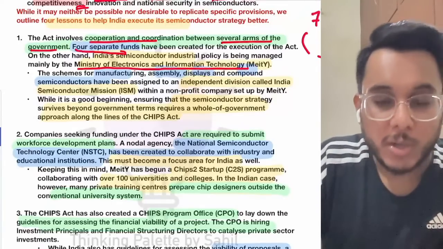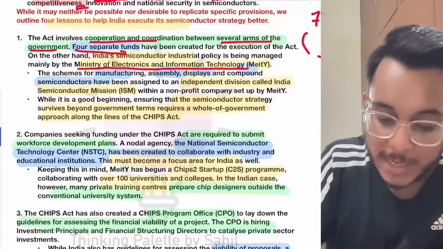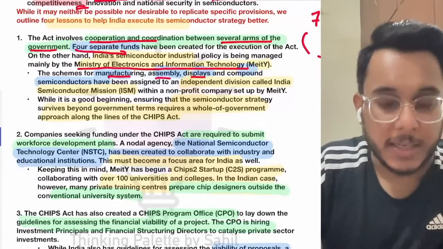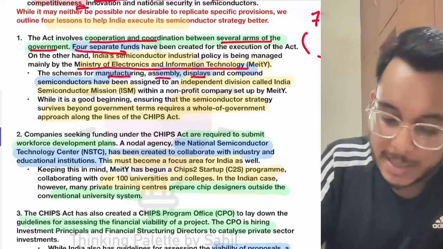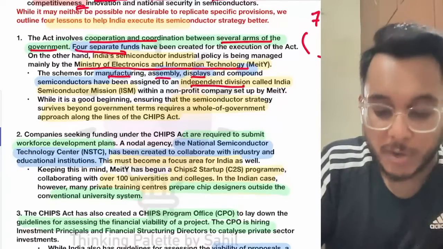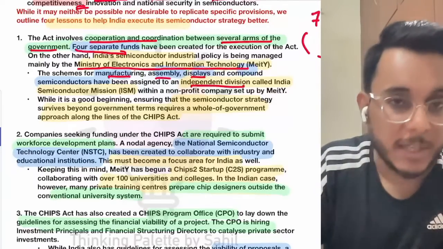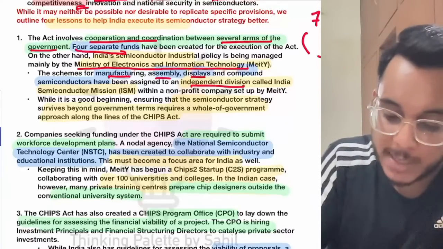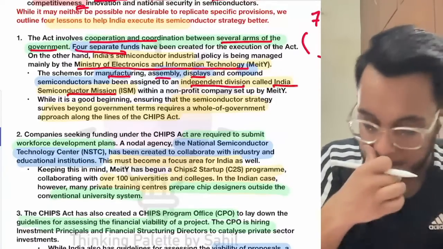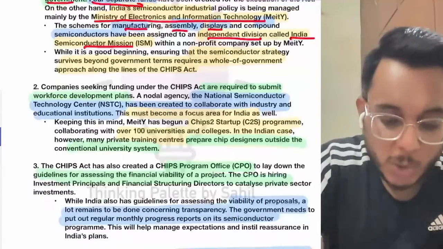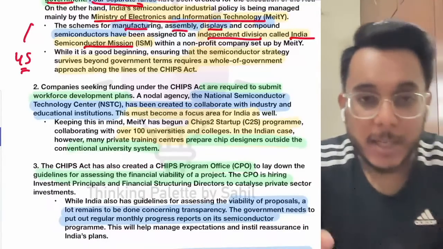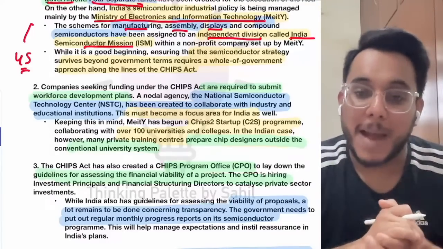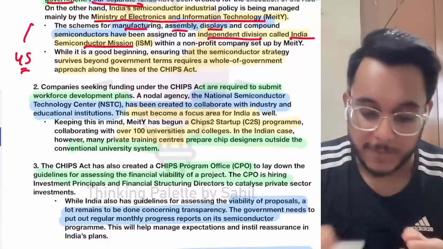Now, when we talk about MeitY, it is only taking up the manufacturing, assembly, display, everything of the semiconductor. We have come out with an independent division under the Ministry of Electronics and Information Technology, and that wing is called the India Semiconductor Mission. Now, the article says that we need to learn from the USA and bring multiple departments and ministries together so that all can coordinate on semiconductor manufacturing.